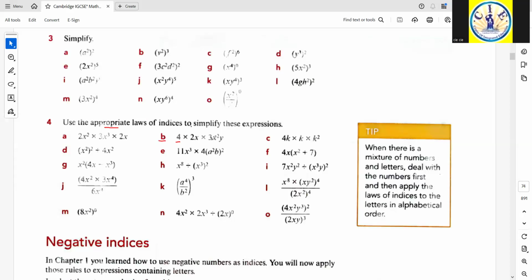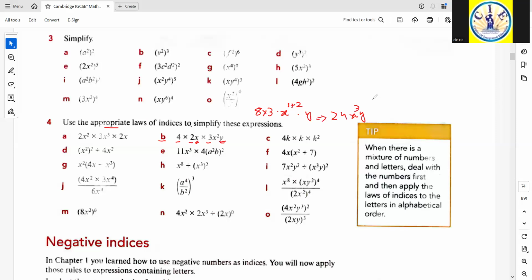The rule is, first of all, we need to multiply the coefficients. So 4 times 2, 8, and 8 times 3. Then the same variables x are to be simplified, x raised to power 1 plus 2, and then y would be the same. So the answer is 24x cubed y.